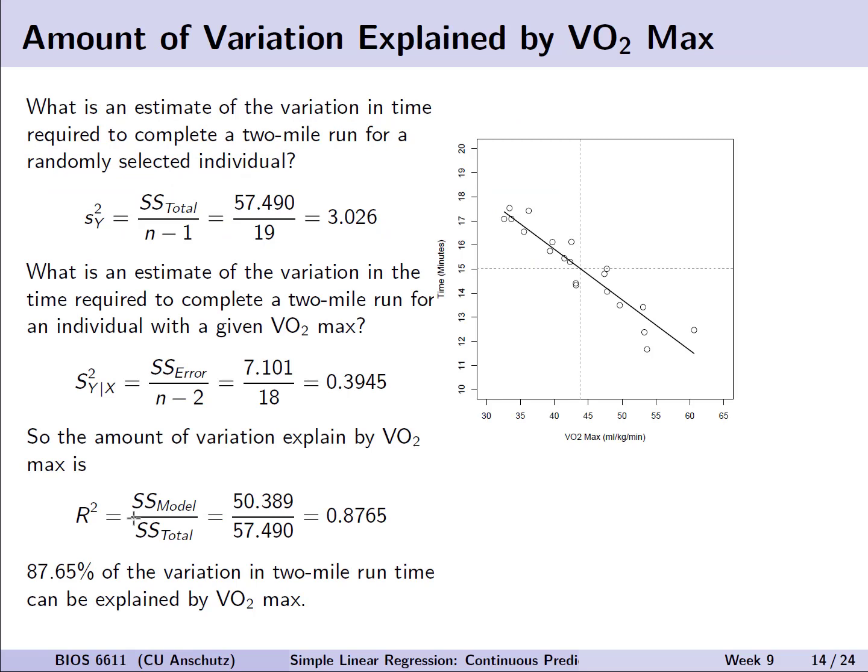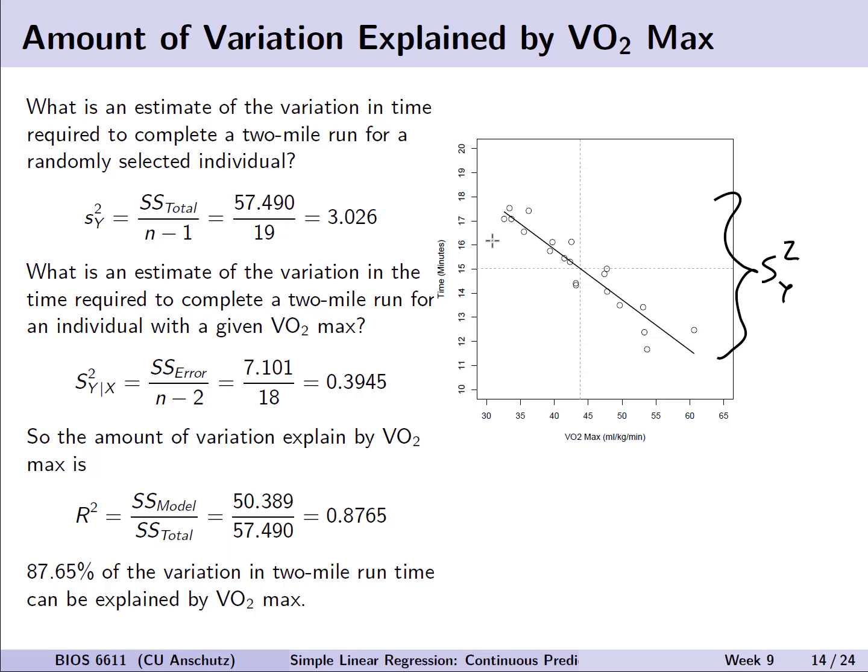A final question that might be of interest to calculate before we move on to showing how we can do these calculations with R, is the amount of variation explained by the VO2 max. Again, this is getting at the idea that we may first say, well, what is an estimate of the variation in time required to complete a 2-mile run for any randomly selected individual? Or in other words, what's that variation here that we're estimating, S sub y squared, for just the outcome of time in minutes, that entire range of values? This then stands in contrast to what we're actually trying to do in a regression model, which is an estimate of the variation in time required to complete a 2-mile run for an individual with a given VO2 max value or predictor.